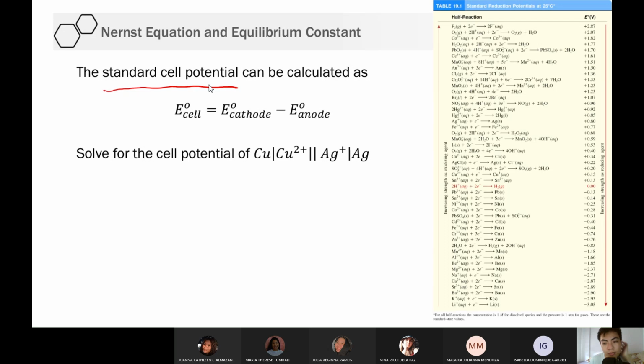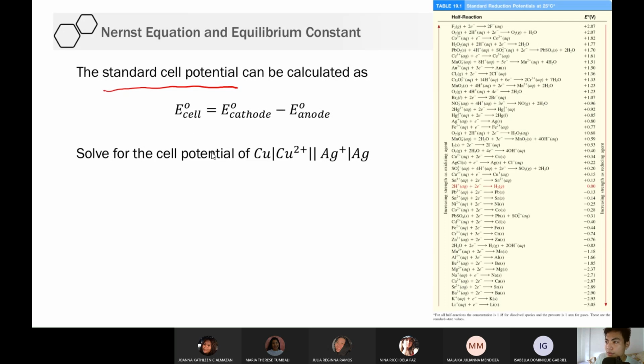Kunwari, bibili ka ng AA battery. 1.5 volts na nakalagay doon. Ayun. Kaya bibili ka ng battery na D. 9 volts nakalagay doon. So, paano nila nalaman yun? Ito yun. So, this is the equation to be used.